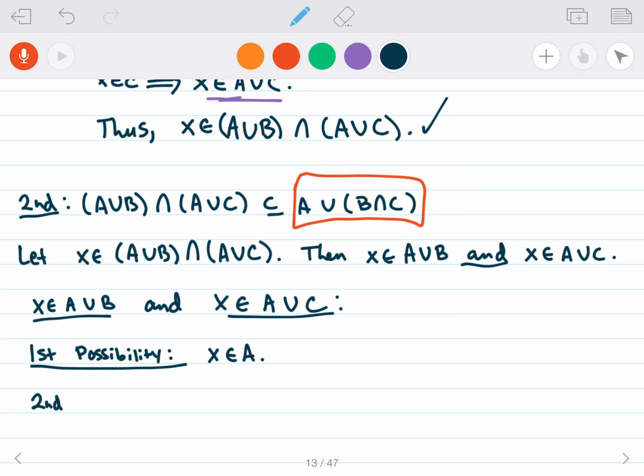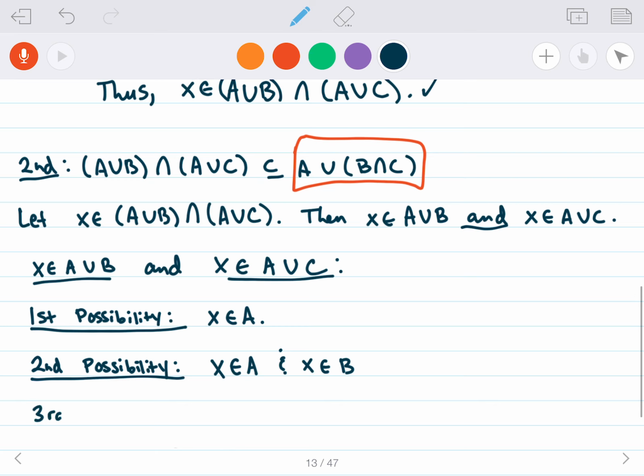The second possibility, we could have that X is in A and X is in B, right? But maybe X isn't in C. Maybe it's just in A or B. So that could happen. So X is in A and X is in B. That could be a possibility.